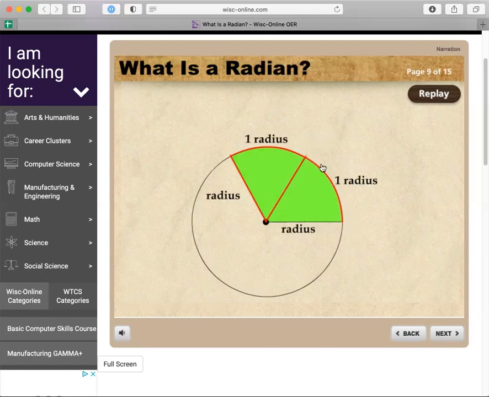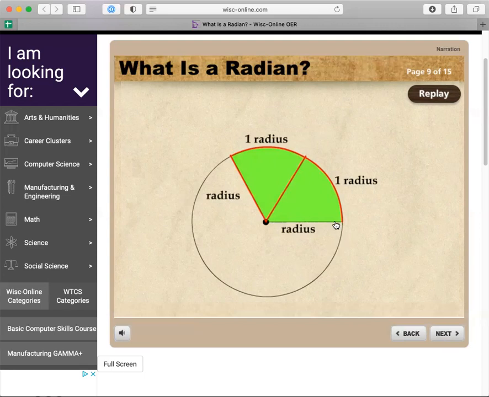So we would have 2 pi times this length piece. And 2 pi as a decimal is 2 times about 3.14, which is 6.28. So it would take 6.28 pieces of length 1 radius, which I'm showing here, to get all the way around the circle, which means that there are 2 pi radians in 1 full revolution.